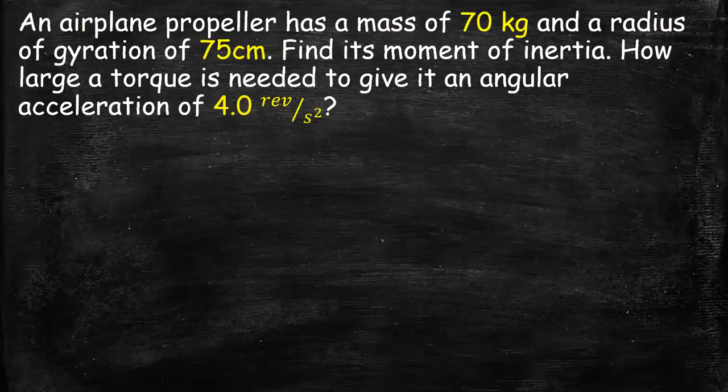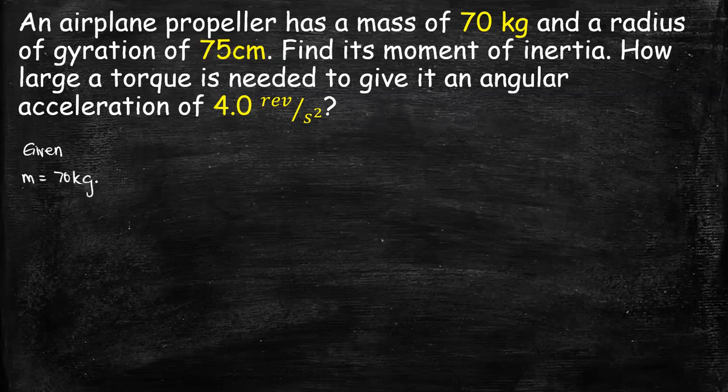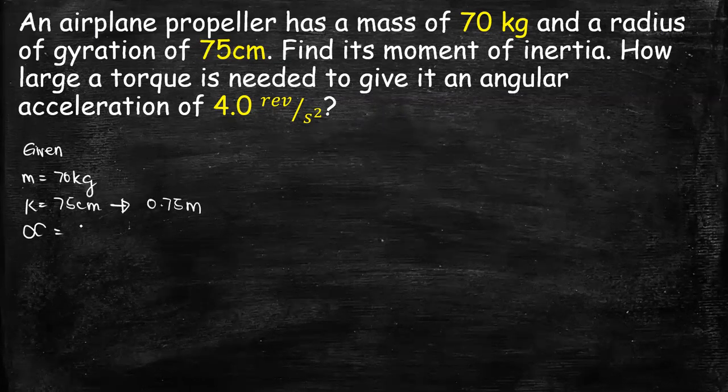Okay? Last problem for this set. Okay, an airplane propeller has a mass of 70 kilograms and a radius of gyration of 75 centimeters. Find its moment of inertia and how large a torque is needed to give it an angular acceleration of 4.0 revolutions per second squared. Okay, yan. Lagay ulit natin yung mga givens natin. So, given mass 70 kilograms. Okay, radius of gyration, which is 75 centimeters. Convert na ulit natin sa meters, 0.75 meters. And angular acceleration, which is 4.0 revolutions per second squared.